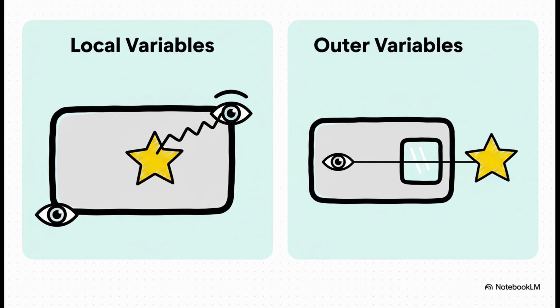Okay, now this is a super important concept called scope. Think of a function as its own little bubble. Any variable you create inside that bubble, a local variable, is totally private. Nothing outside the function can see it. But the function can peek outside its bubble to see and even mess with variables in the main script. Those are called outer variables.